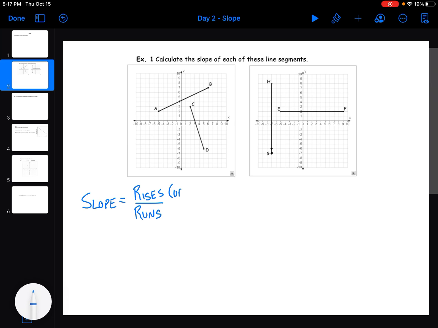So rise is going up and down, and run is moving left to right. Okay, we're always going left to right. So if I'm looking at this first graph, let's find the slope, and slope is denoted by m. A lot of the time what you'll see is m equals delta y over delta x. That is the change in y, the second y point minus the first y point, over the change in x, the second x point minus the first x point.